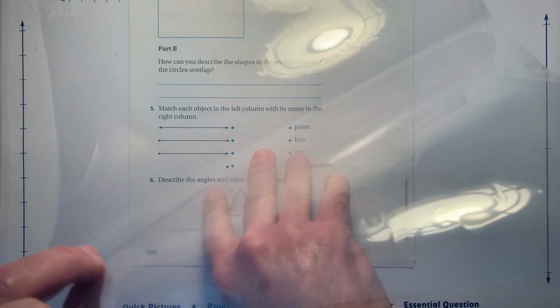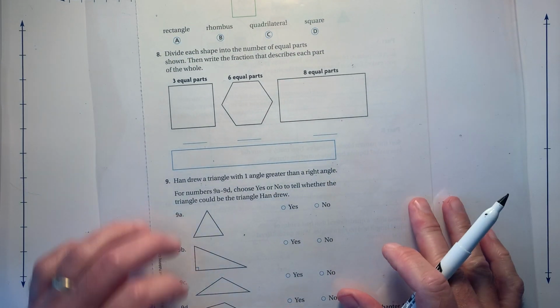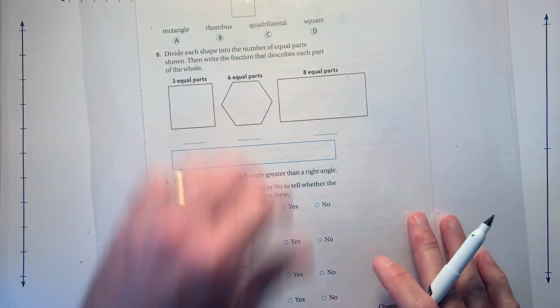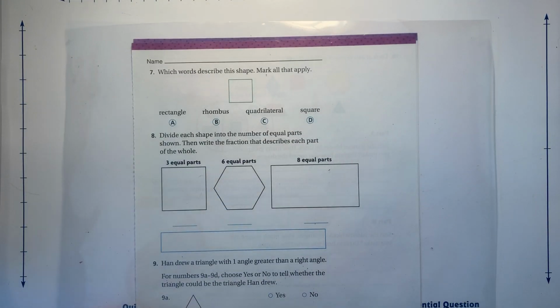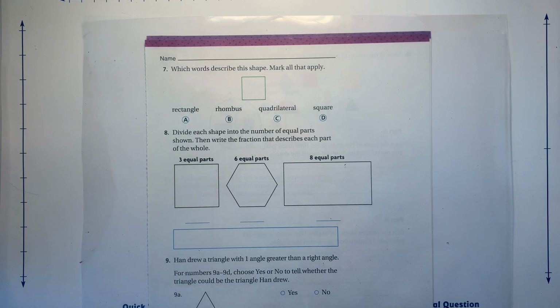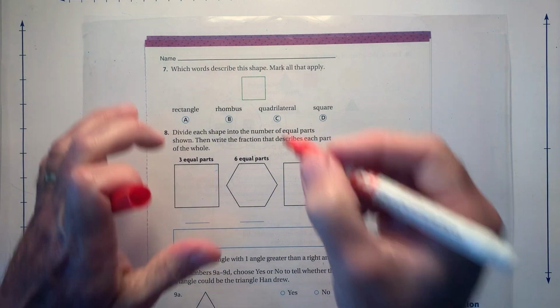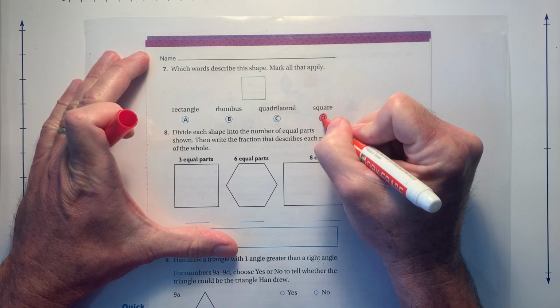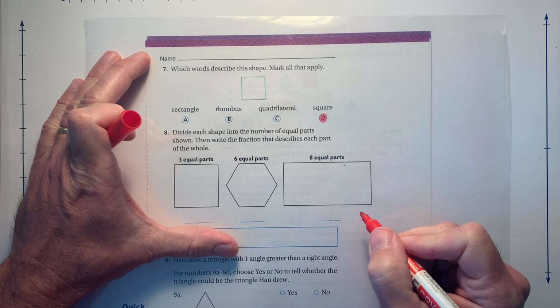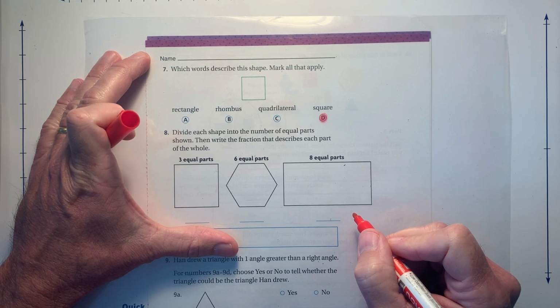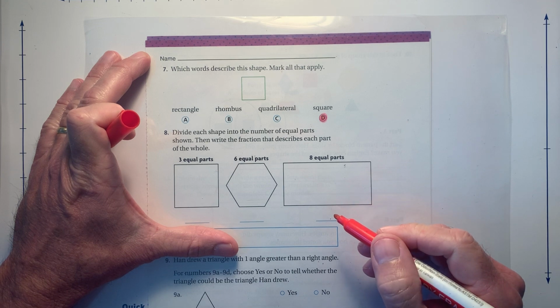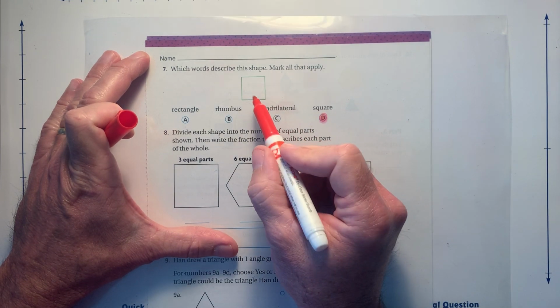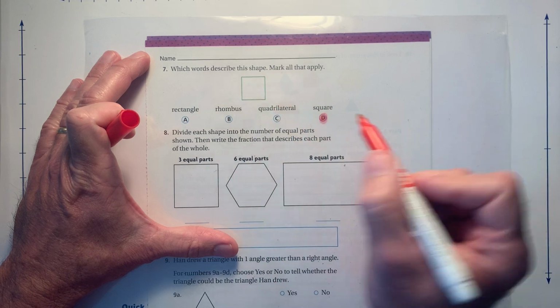Let's move on to number 7, 8, and 9. Number 7, which words describe this shape? Mark all that apply. All right, now this falls into many categories. We know by looking at this shape that it is a square. So I'm going to mark square right away. However, we need to look more carefully because just like we've learned, these shapes can fall into many categories at a time. This one is also a polygon. So I'm going to mark polygon.